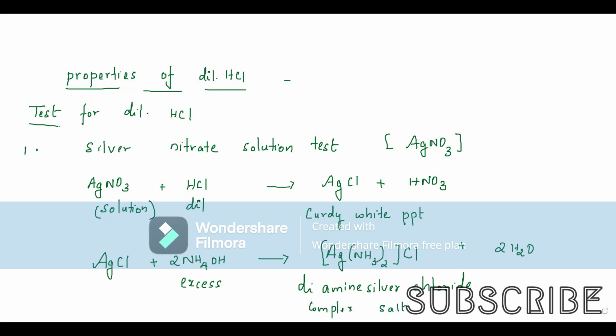Now, let's summarize the whole thing. Dilute hydrochloric acid when treated with few drops of AgNO3 solution gives you curdy white precipitate. This curdy white precipitate is insoluble in nitric acid, but it is soluble in excess of ammonium hydroxide solution.